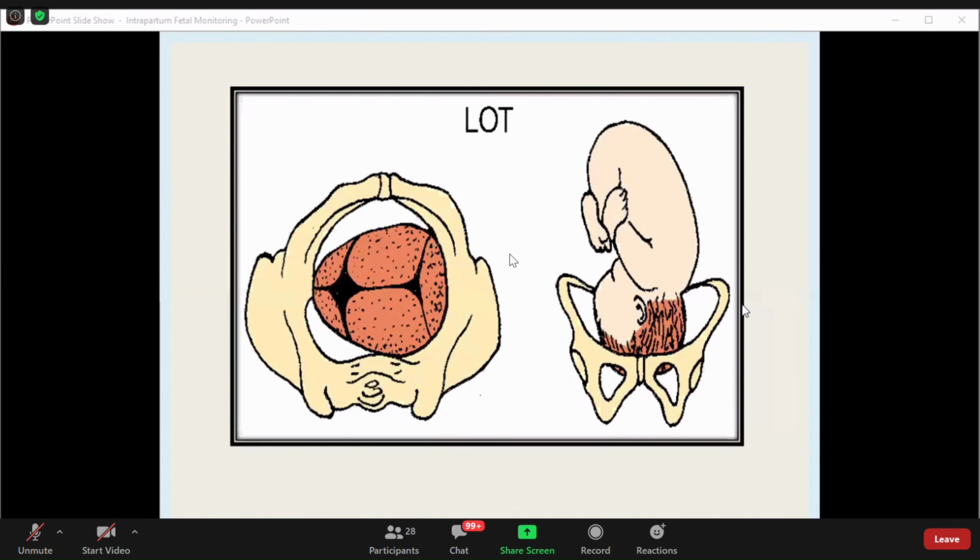I know Fred had asked about transverse positioning, so I just wanted to show this slide to give you an example of what a transverse positioning would look like. Remember, I said the presenting part is right at the side, not anterior, not posterior, but at the side.